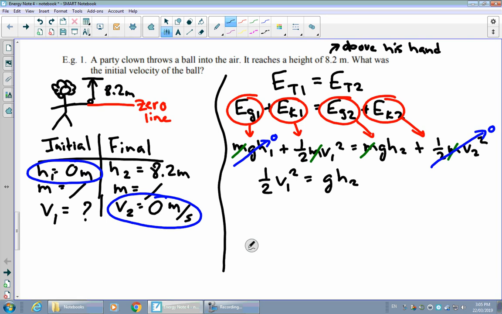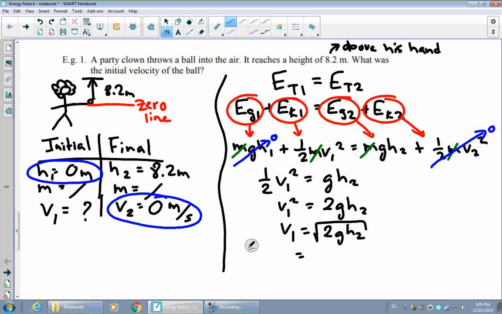It's v1 that I want to get all by itself, so I'll first get v1 squared all by itself by multiplying both sides by 2. So v1 squared is 2 times g times h2. Or in other words, v1 is really the square root of those things multiplied together.